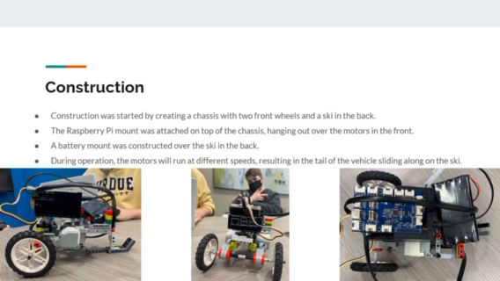During operation, the motors were run at different speeds, resulting in the tail of the vehicle sliding along on the ski. It's like a whiplash effect.